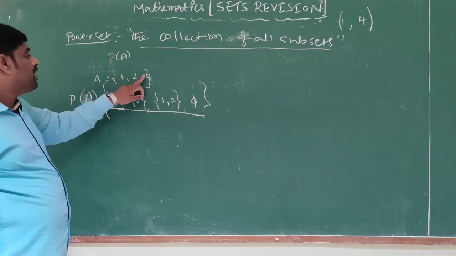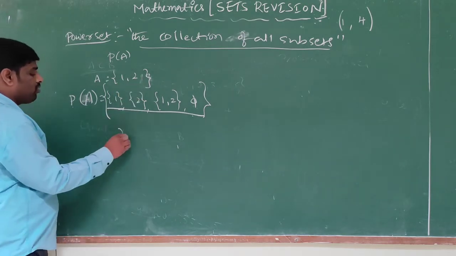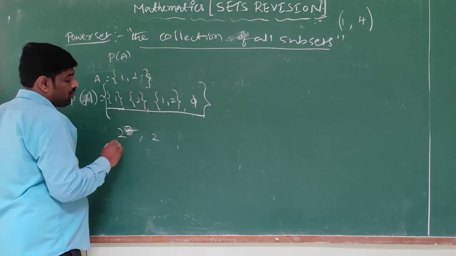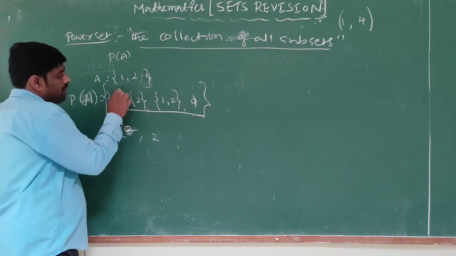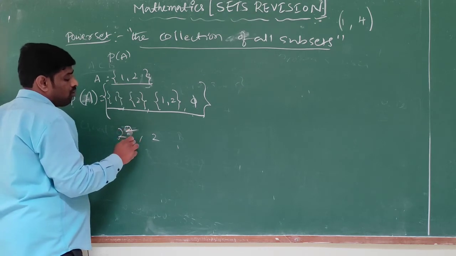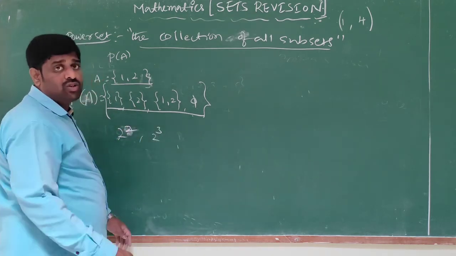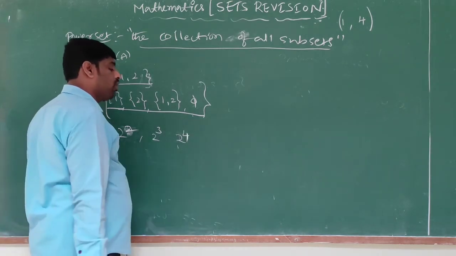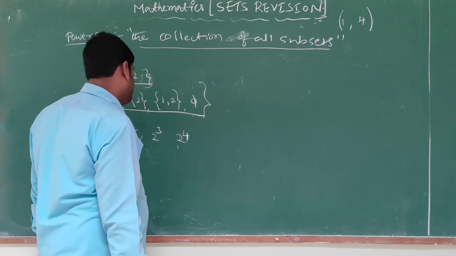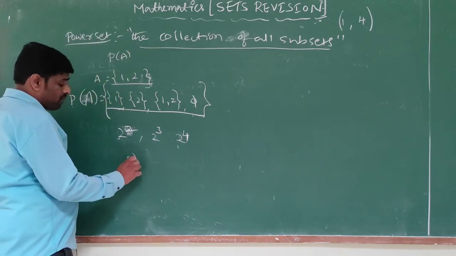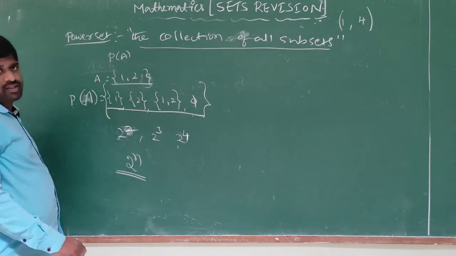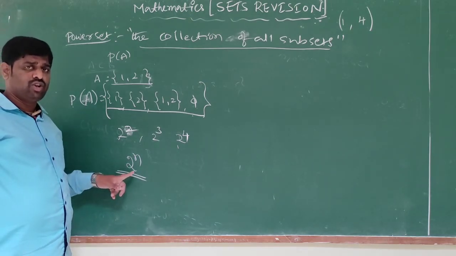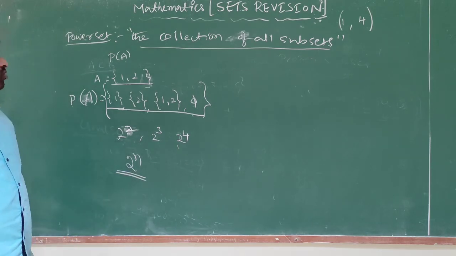A set containing 2 elements has 2 to the power of 2, which is equal to 4 subsets. A set containing 3 elements has 2 to the power of 3, which is 8. A set containing 4 elements has 2 to the power of 4, which is 16. So in general we can write the number of subsets in a set in the form 2 to the power of n. So what is my power set?